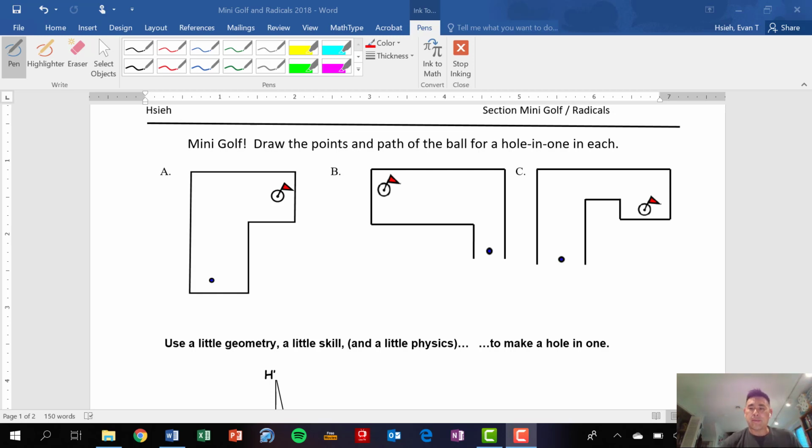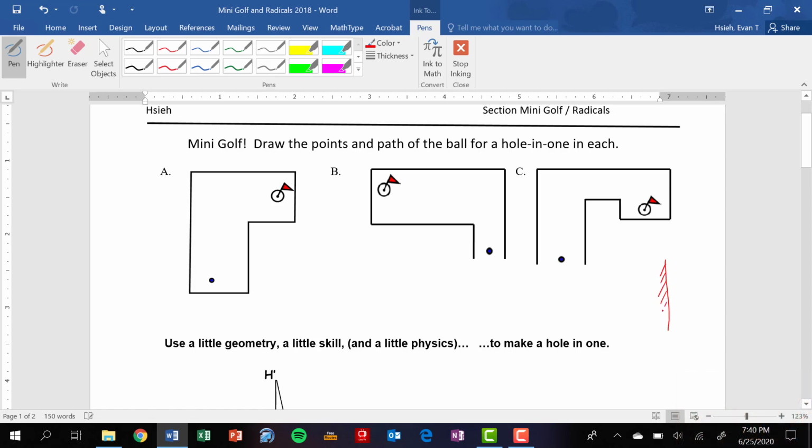The first thing you have to understand about miniature golfing is that when I have a wall like this, and a ball comes in and hits the wall and then bounces off, this angle here is the same as this angle right there. The angle of incidence is equal to the angle of reflection. And that's a concept that you'll probably learn if you are taking physics this year.